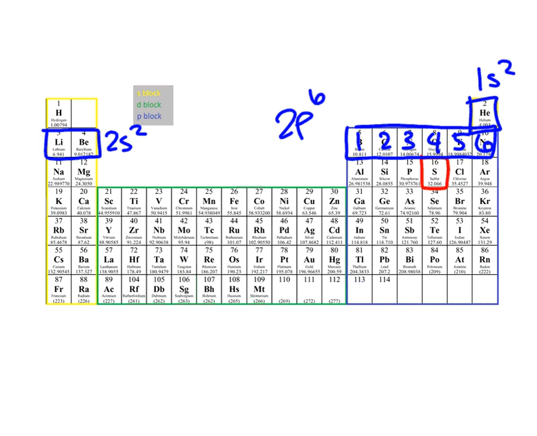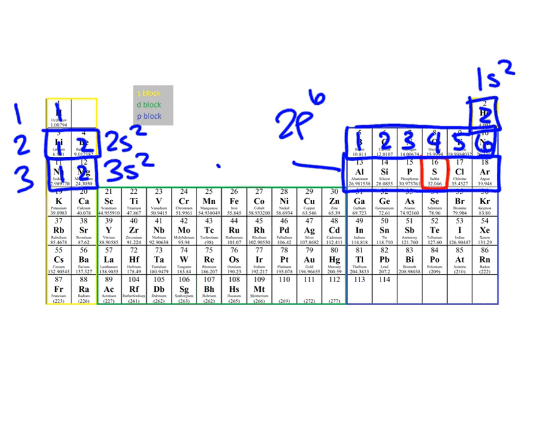And then I'll come over here. Just like this is the first row, this is the second row, this is the third row. This is 3s2, because I have 1, 2. Just like I have 1, 2 here, and I have 1, 2 there. This would be my 3p orbital. And I would go 1, 2, 3, 4.